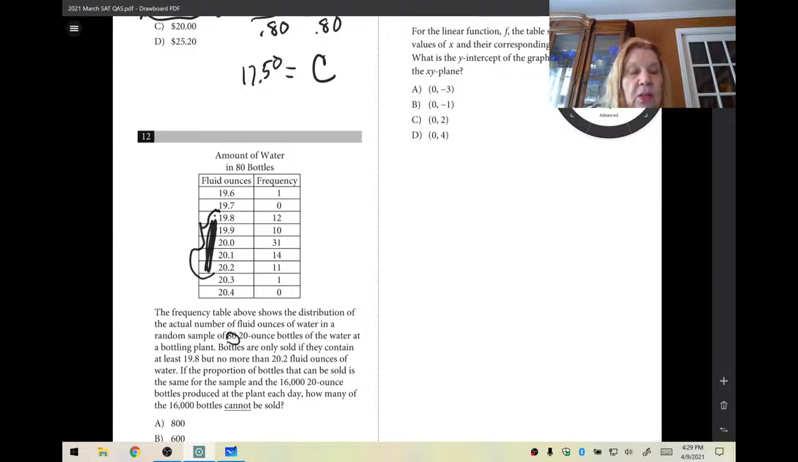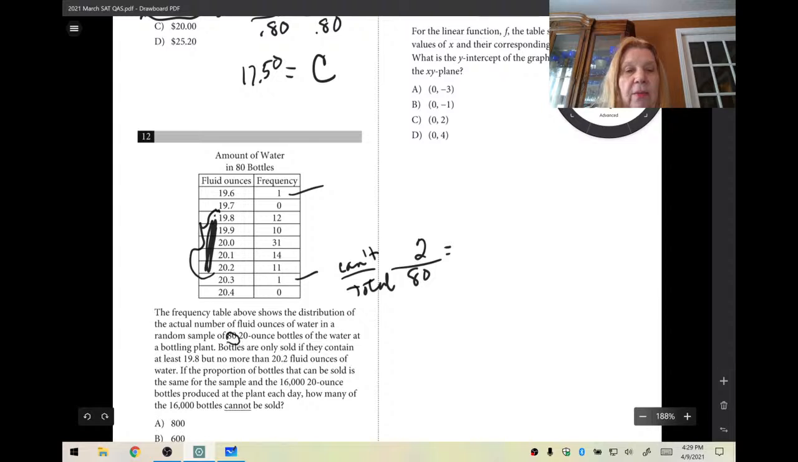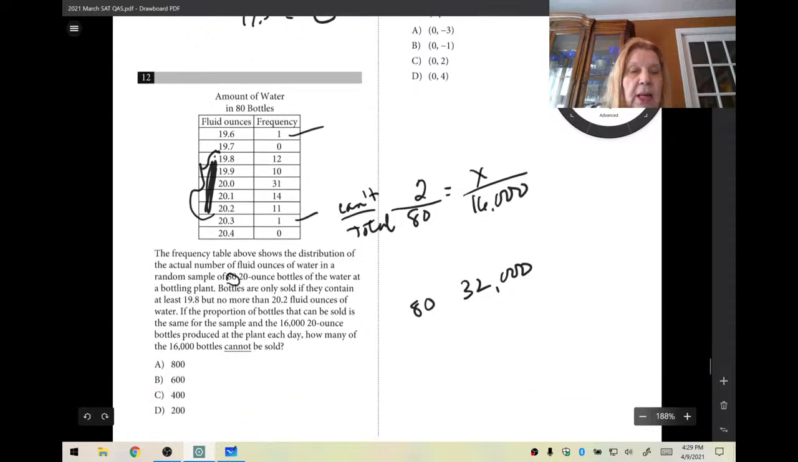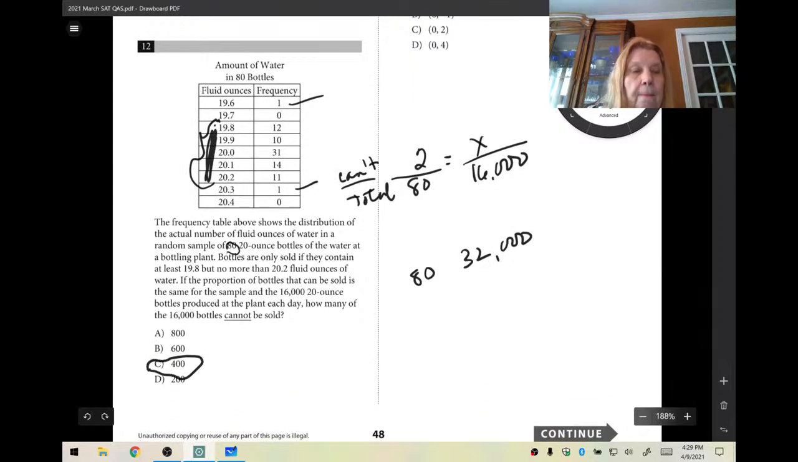Well, of the 80 we've got, how many can't be sold? 1 here and 1 here. So that's 2 over 80. So these are the can't be sold to the total. So that will equal, we have 16,000 bottles. Cross multiplying, let's see, 32,000 divided by 80. Looks like it's going to be 400 bottles.